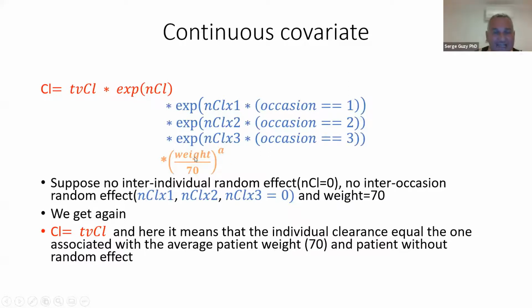The program will take the weight value in the data set, because we will have a column with the weight. The program is going to read the weight for each patient, and then it's going to put this in the overall equation, and it's going to estimate A, it's going to estimate TVCL, it's going to estimate the variance of the between subject effect, and the interoccasion variance, if there is any. And you are going to get at the end the variance for the between subject variability, the variance for the within subject variability, and the power term, which is basically the A value.